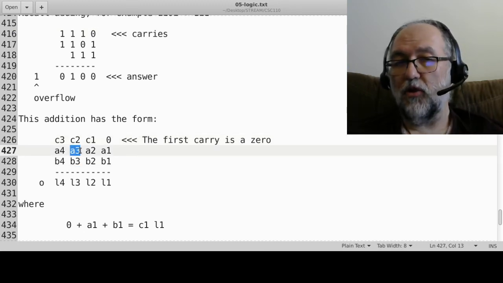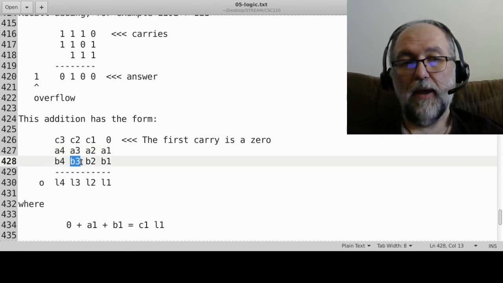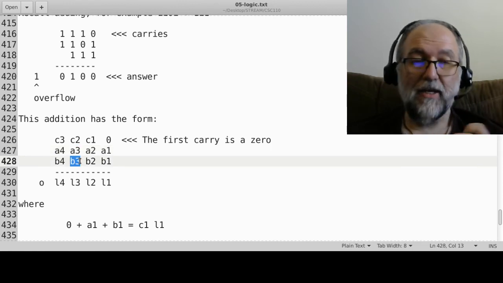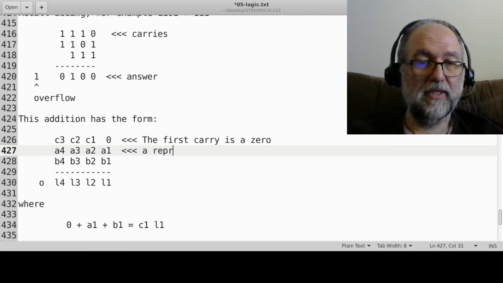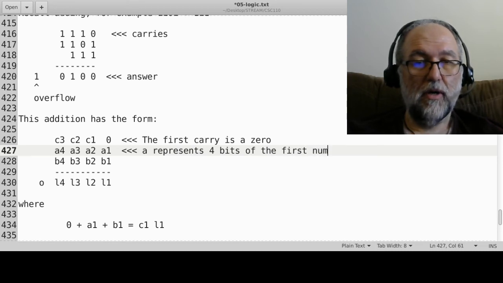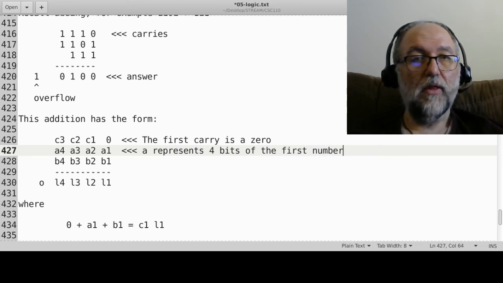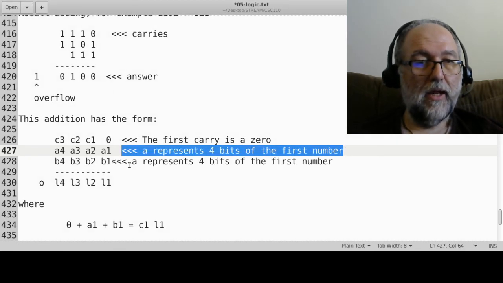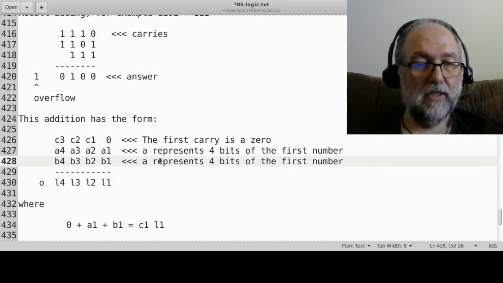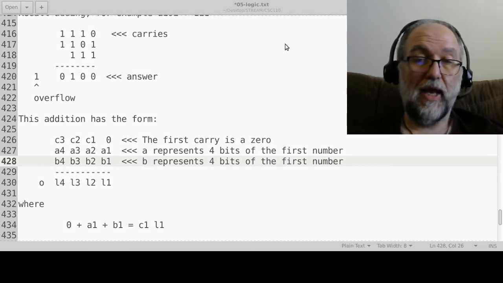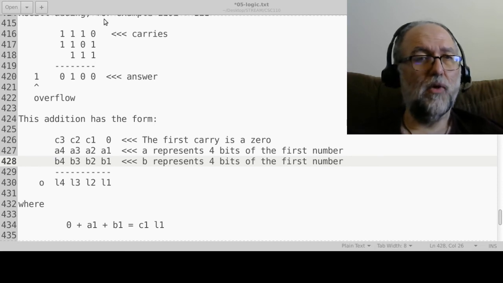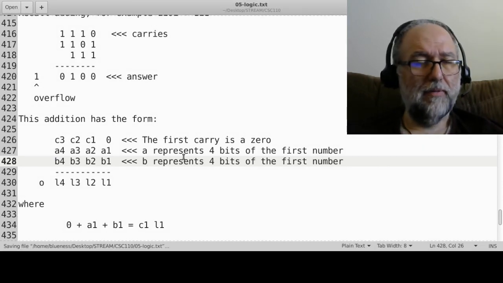Okay, again, A3 is the third bit of the first number, and B3 is the third bit of the second number, and so on. So basically, A represents 4 bits of the first number, like that. And B represents 4 bits of the second number, where B1 is the first bit, B2 is the second bit, B3 is the third bit, and so on. I think you can see how I'm labeling this.